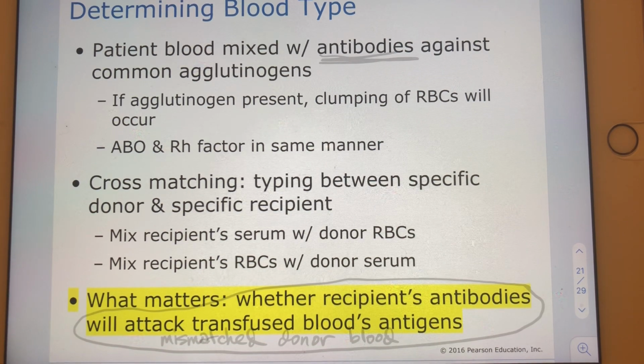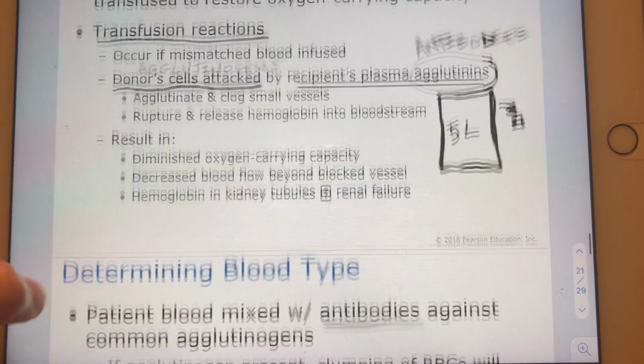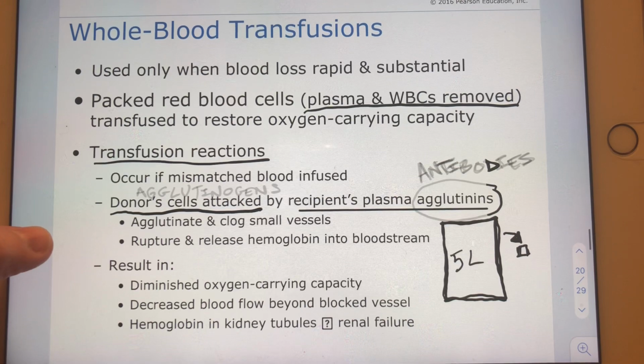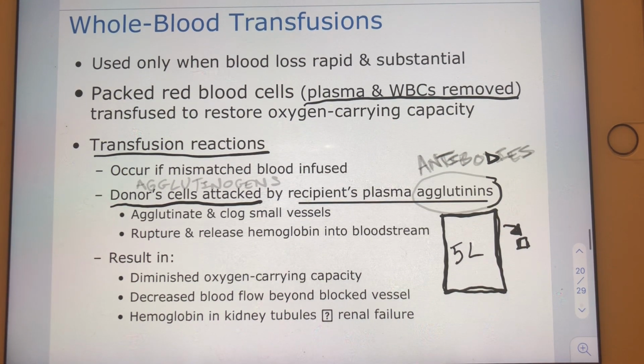Okay. Again, what matters is whether the recipients. Oh, I actually misspoke earlier. In fact, I'm going to do this lecture again. Okay, so I'd like to go back to specifically the whole blood transfusion slide, because my mouth made a mistake, and I want to make sure that you can follow along.